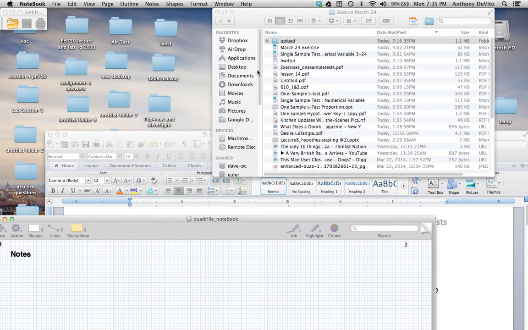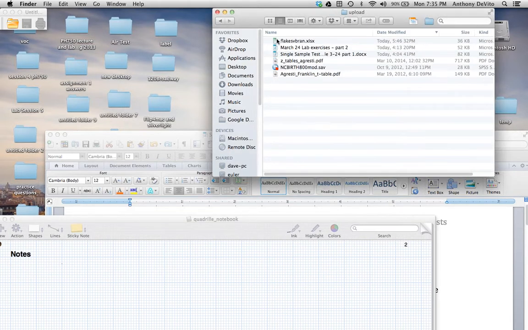There's a document on Blackboard under lab sections 003 and 004, in the folder for this session, March 24th. In that folder are 6 files: a link to this lecture and these 6 files. I'm going to start with the one labeled Part 1, Single Sample Test. Okay, so I'm going to open that up in Word.